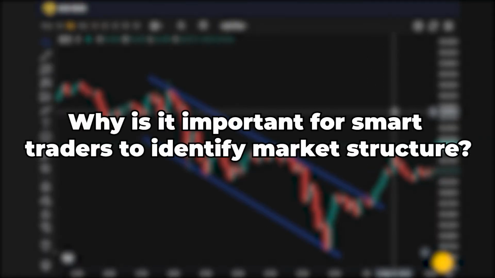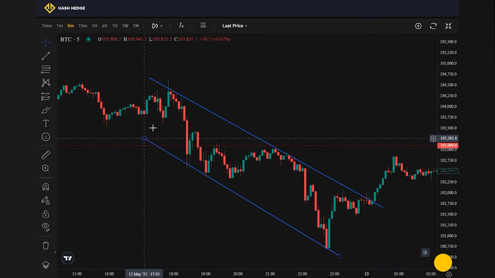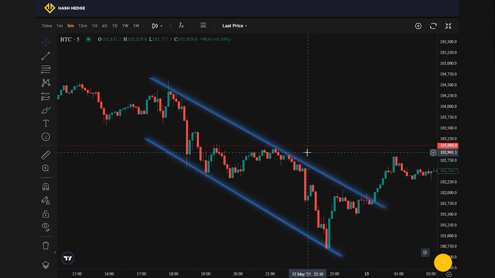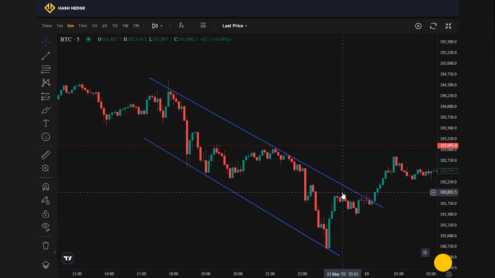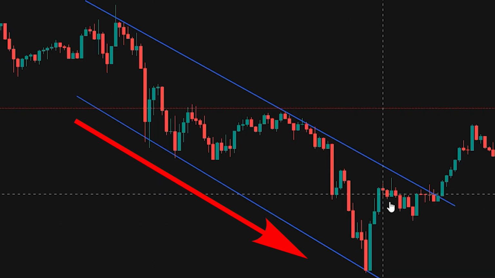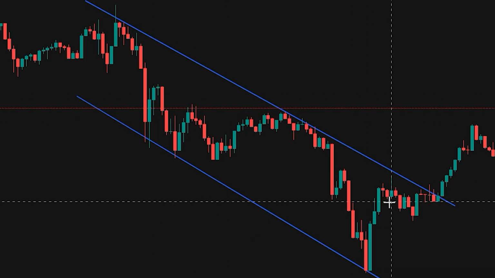Why is it important for smart traders to identify market structure? If we have determined that the current market structure is a falling trend with these boundaries, then we will only look for down trades. We will not trade against the trend. We will not trade against the market. We will only look for trades in the direction of the current structure. We will adjust to the current market sentiment.